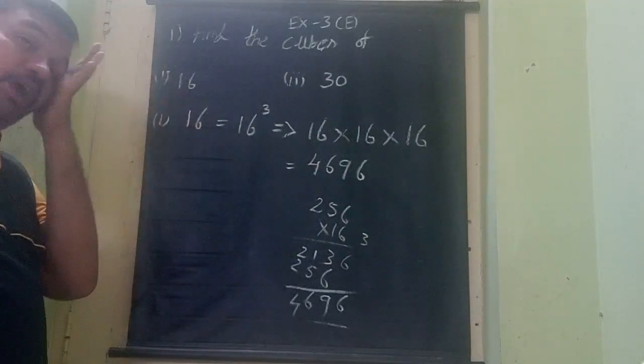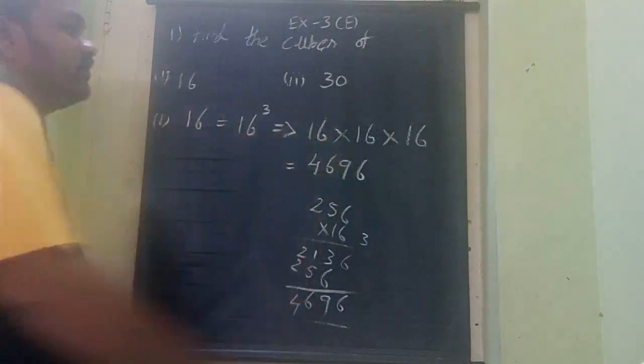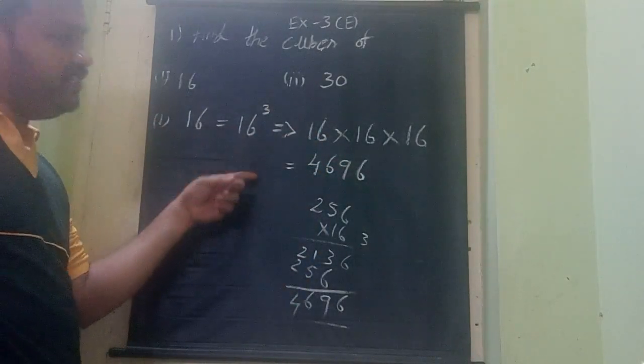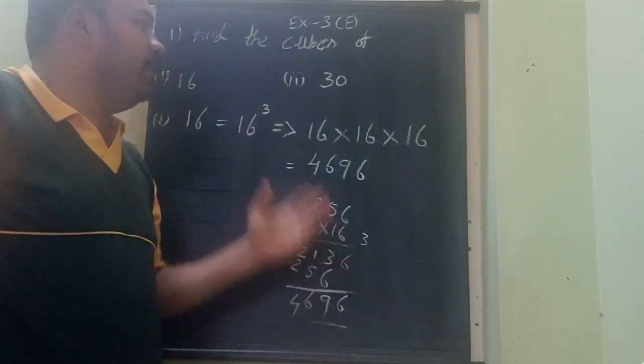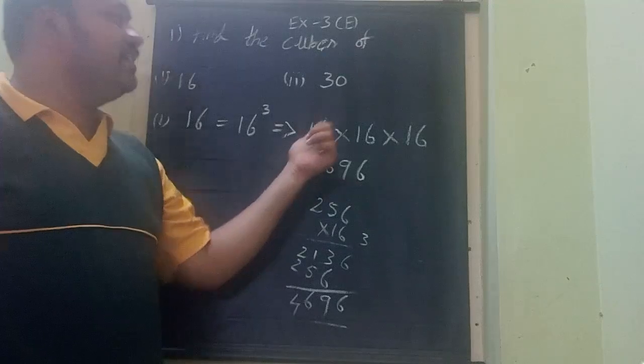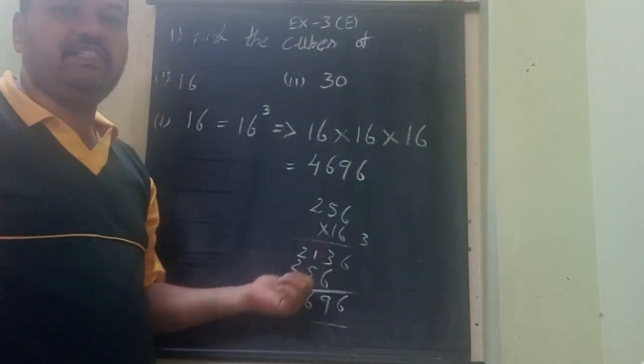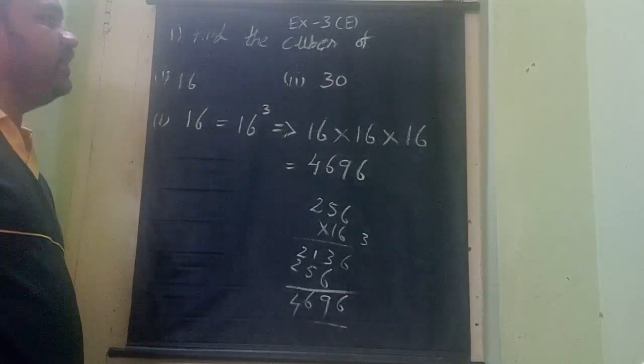So what we have to do here is cube. Cube means multiplying the same number 3 times. 16 power 3 is 16 into 16 into 16. So I multiply 16, 3 times. 16 16s are 256, into 16, that is 4096. So see this sum. I will do the next one.